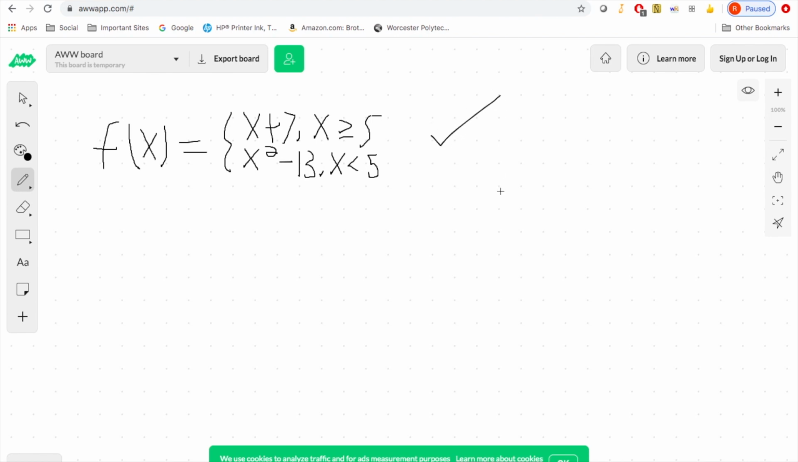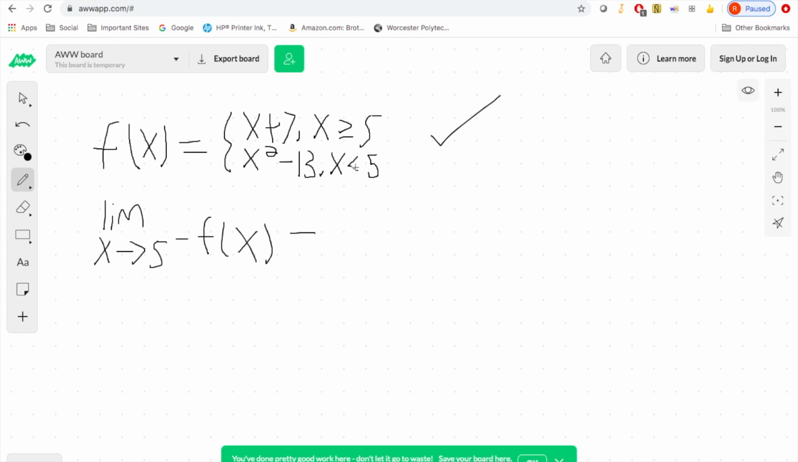Now we need to compare the two one-sided limits, from the left and from the right, and see if they're equal. This is where our limit knowledge is going to come into play in order to determine our continuity. So let's evaluate the limit as x approaches 5 from the left of f of x. From the left, we use the x squared minus 13 function because that holds true for all values of x less than 5. And so sure enough, let's solve this.